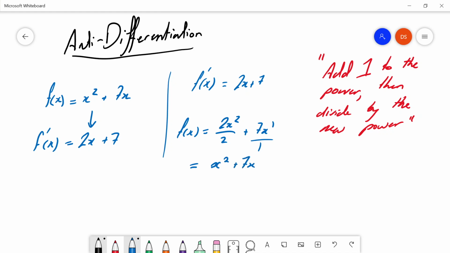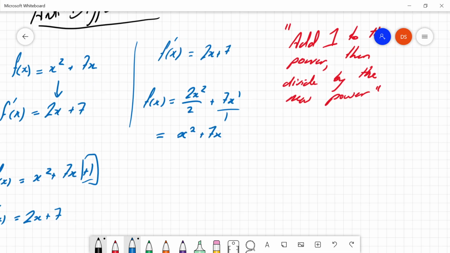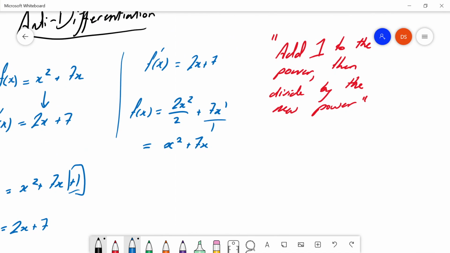Yes, we did. But what happens in anti-differentiation is sometimes there can be multiple functions that lead to the same derivative. So let's have a look. If f of x was equal to x squared plus 7x plus 1, its derivative would also be 2x plus 7. And so this 1 is lost. When we anti-differentiate using add 1 to the power and divide by the new power, we don't get that 1 back.